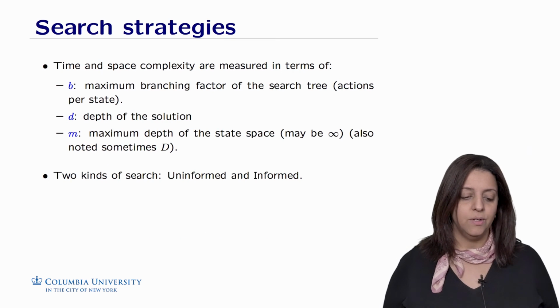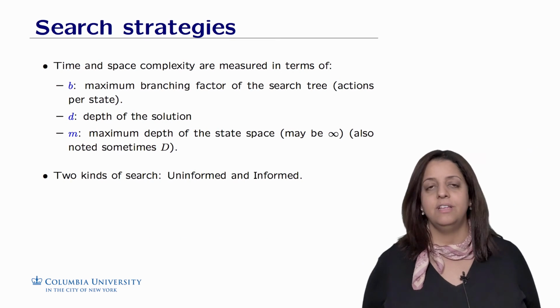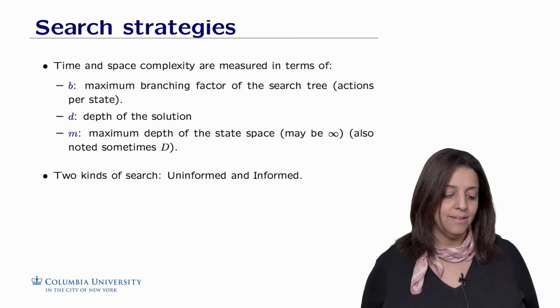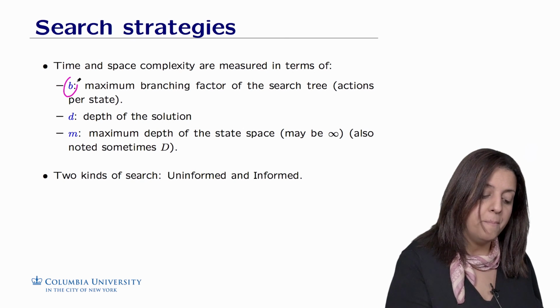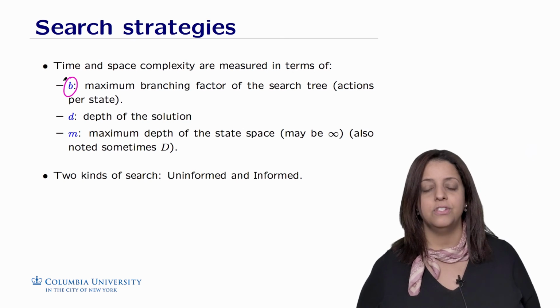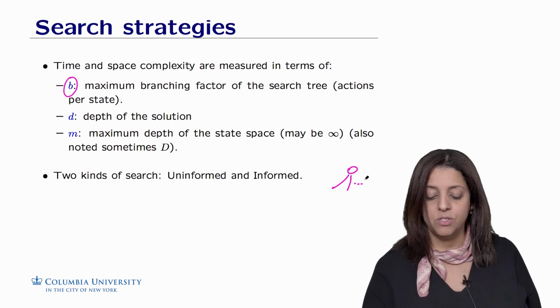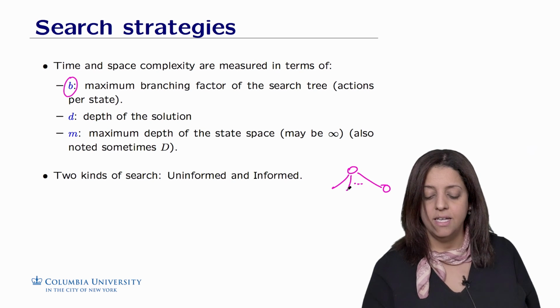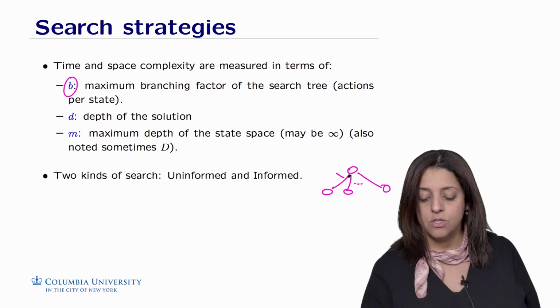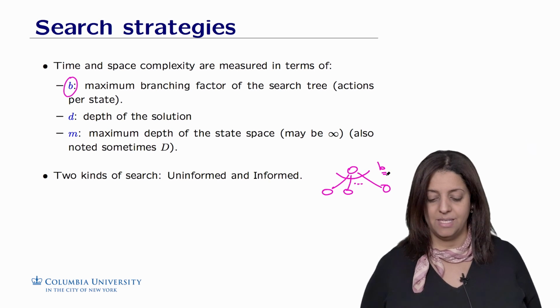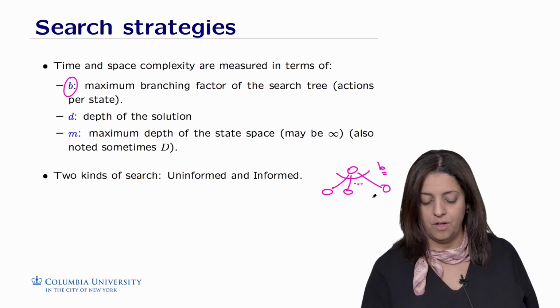Specifically, we are going to measure the time and space complexity in terms of what? In terms of b, the maximum branching factor of the search space, which is the number of actions per state. Suppose we have a node, and from this node we can perform any of these actions to lead to these nodes. This number is called b, the branching factor, the maximum possible number of nodes reachable from one node.